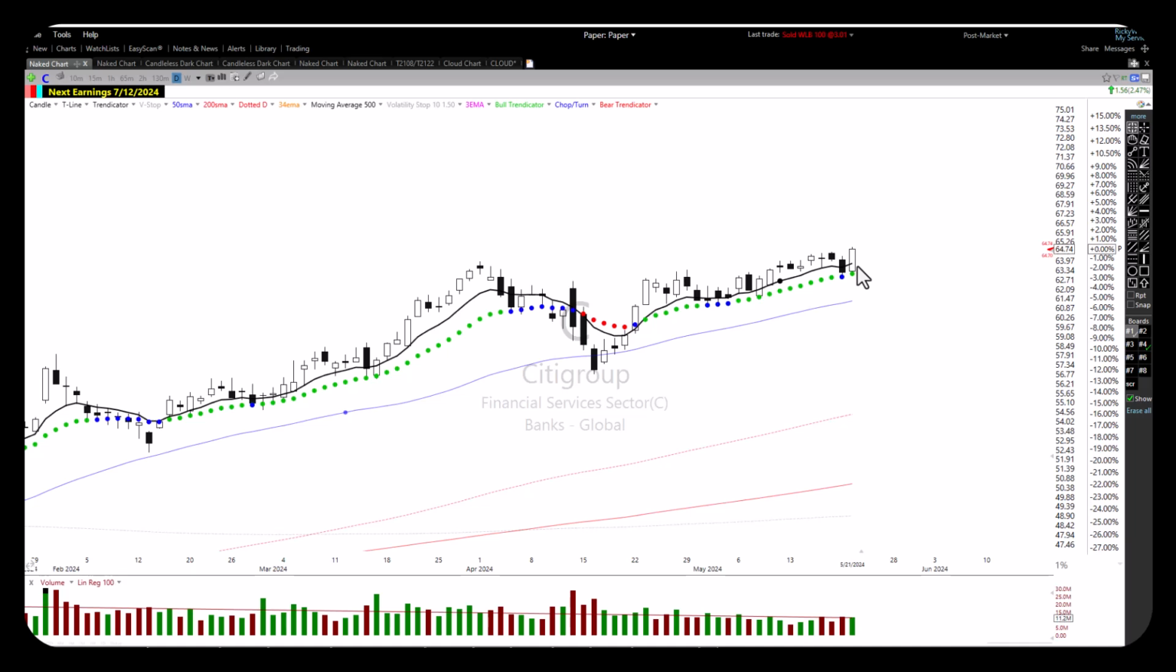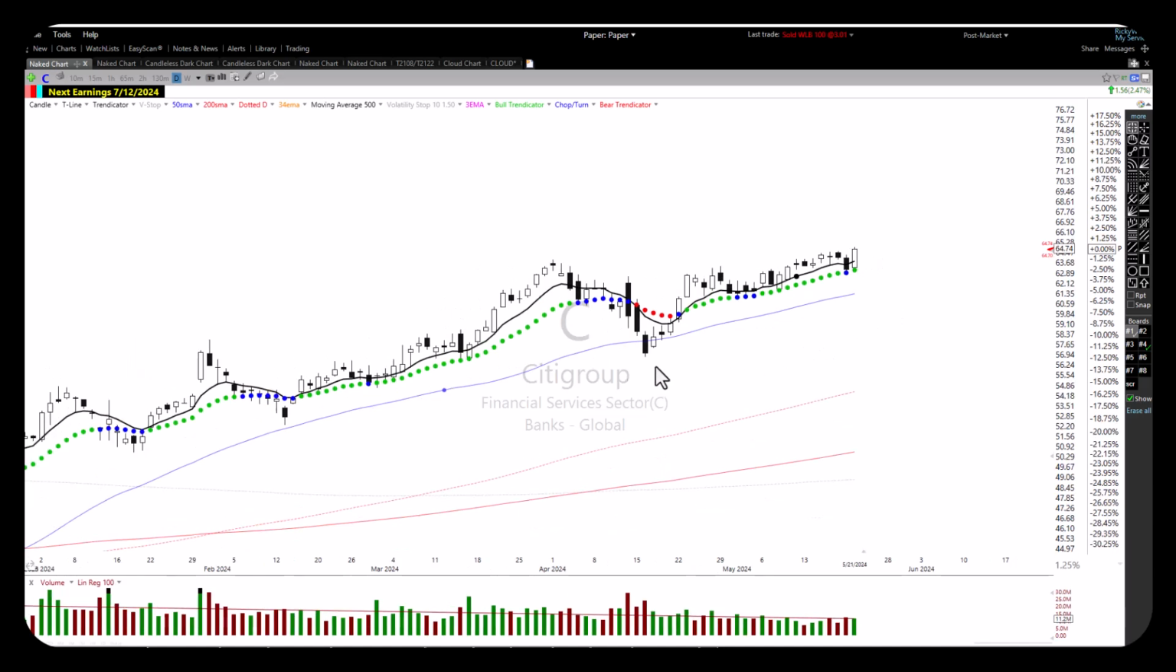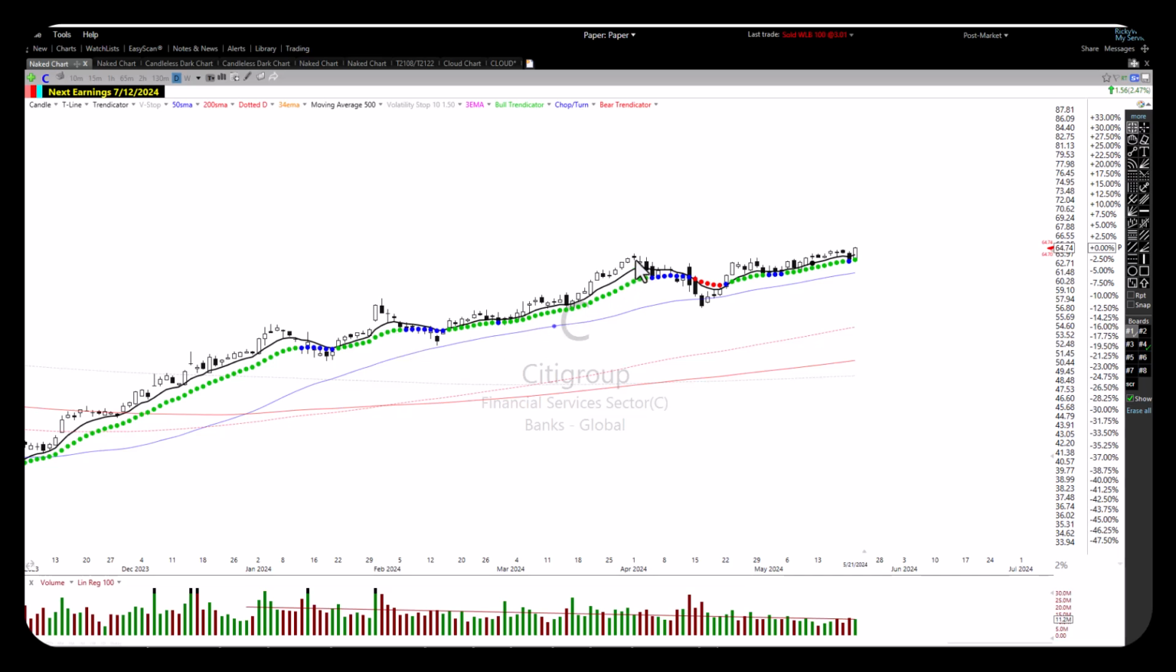And then a few members came out and bought Citi. Well, what the hell, I'll buy it too. So let's take a look at this. Here we rally up, and here we come back to the 50 period moving average.